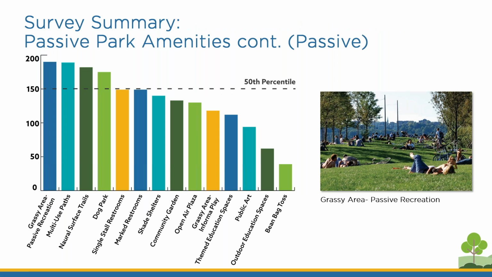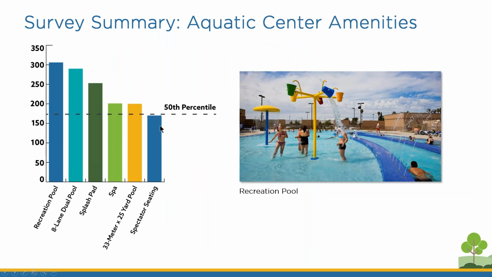Top survey results for passive park amenities included grassy areas for passive recreation, paths, trails, dog park, and restrooms. Strong desire was also expressed for shade shelters, community garden, and an open air plaza. Top aquatic amenities included a recreation pool, a dual function pool, and splash pad.